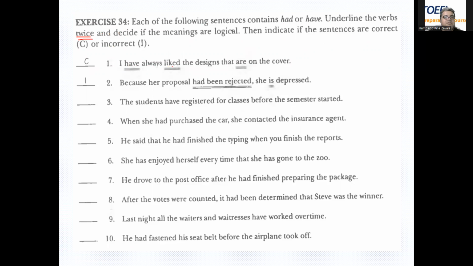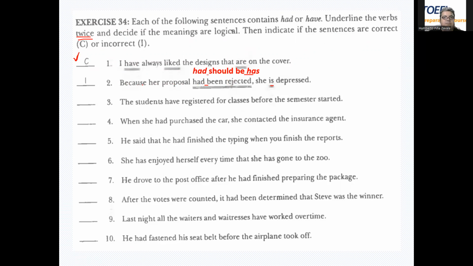Number one, I have always liked the designs that are on the cover, right? This is fine. I liked them in the past and I like them in the present, so it's good. Number two, because her proposal had been rejected, she is depressed. Okay, so this is the past perfect, and this is the present, and they don't mix and match. So it should be, because her proposal has been rejected, she is depressed, right?